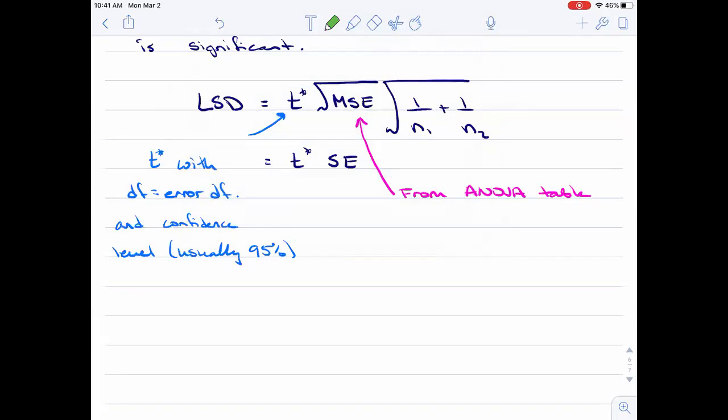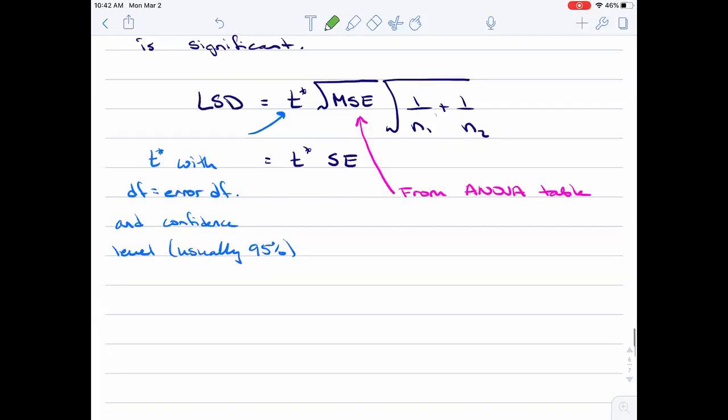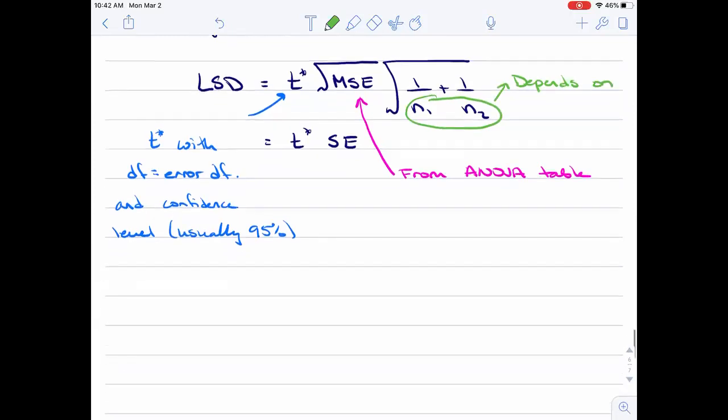N1 and N2 will be group specific, right? So if you're comparing N1 and N2, then you use their sample sizes. What's nice is if you have the same sample size in each group, then of course our LSD is going to be the same for all of these, right? But it could change between the groups that you're comparing. So this depends on the groups being compared.